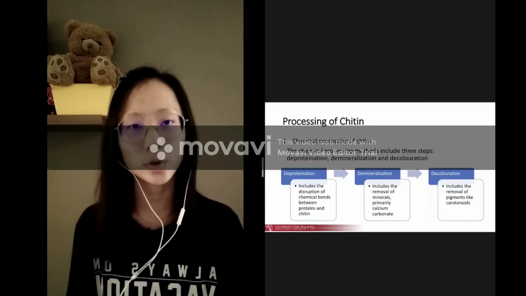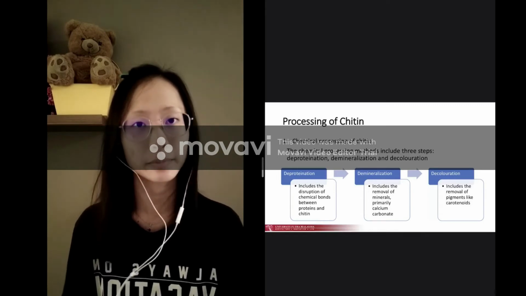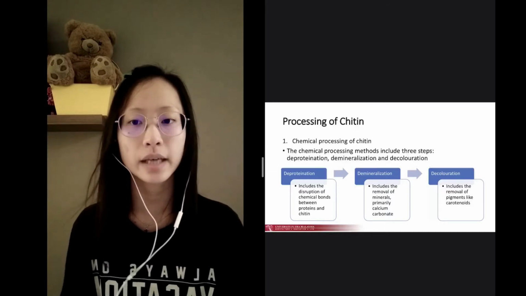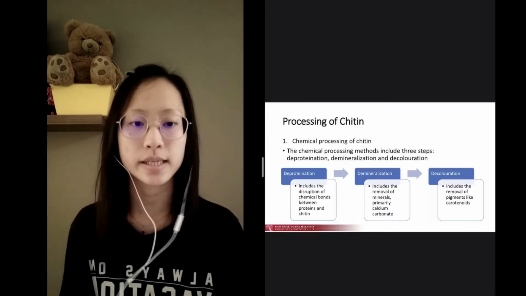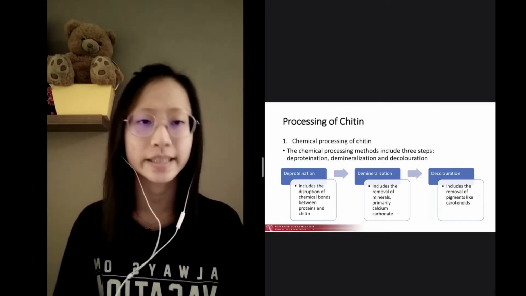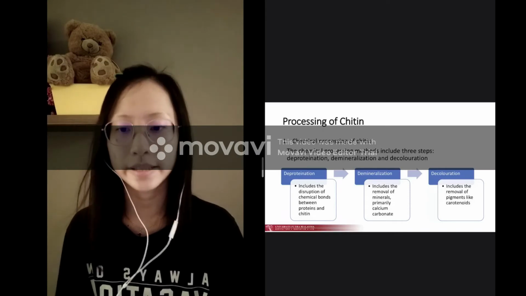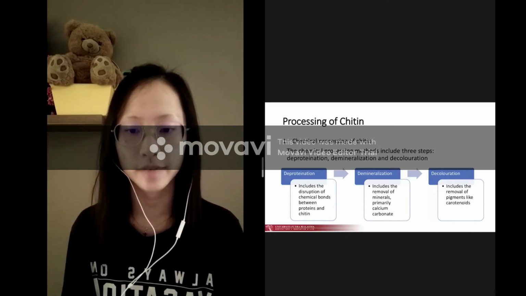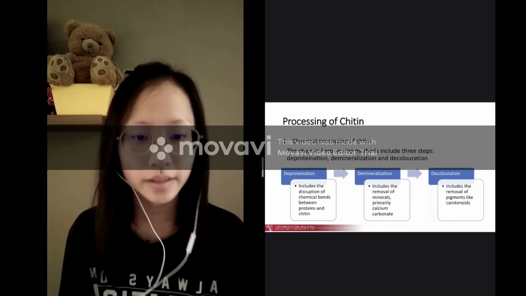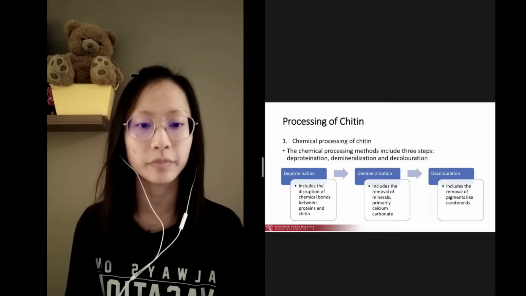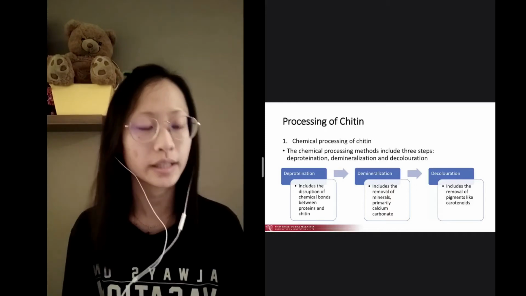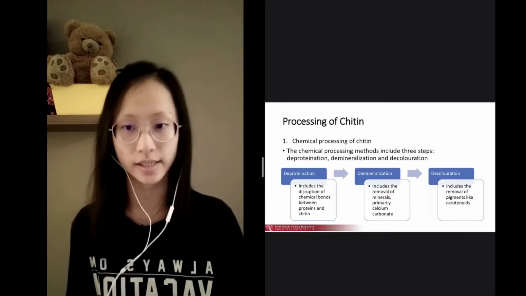There are generally two processing methods for chitin production, which are chemical processing and biological processing. I'll be explaining chemical processing first. Under the chemical processing method, there are three steps, which are deproteination, demineralization, and decoloration. Deproteination includes the disruption of chemical bonds between proteins and chitin. Demineralization includes the removal of minerals, primarily calcium carbonate, and lastly, decoloration includes the removal of pigments like carotenoids.